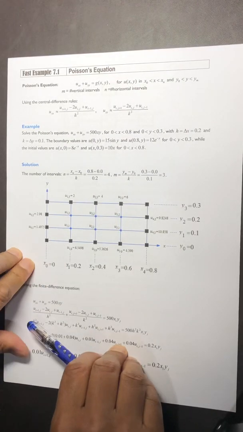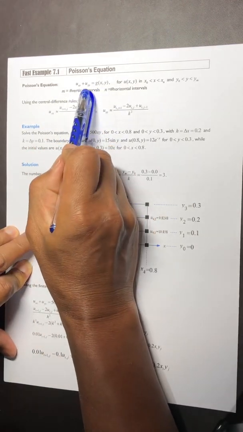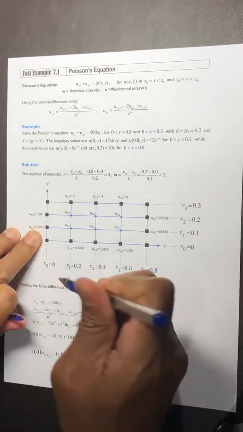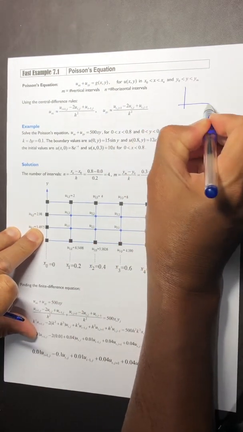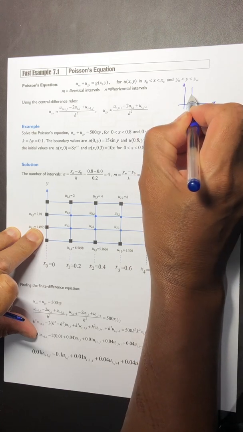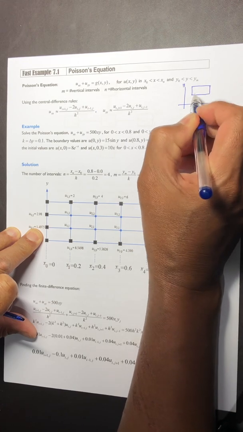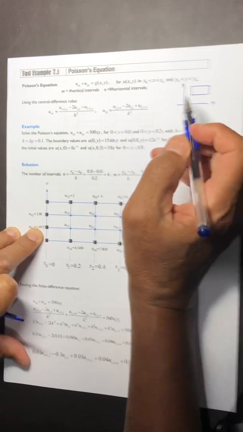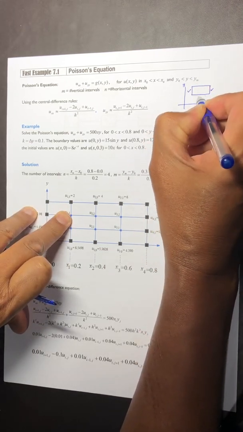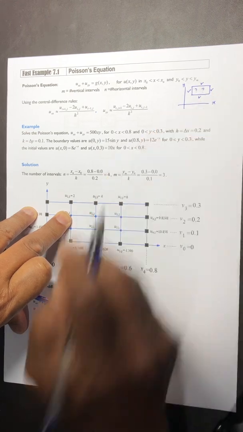The basic formula for Poisson's equation is this one here: uxx plus uyy is a function of x and y. So we are going to discuss a problem involving this domain somewhere here. This is a boundary value problem where the boundaries on the left, right, bottom, and up will be given. So we need to find the values inside.